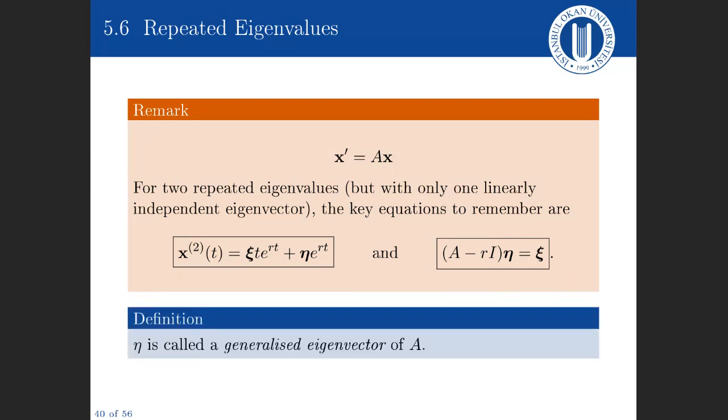We have a name for this second vector, eta. Eta is called a generalized eigenvector of A. So we need an eigenvector xi and a generalized eigenvector eta. As soon as we find xi and eta, we can write down the general solution.